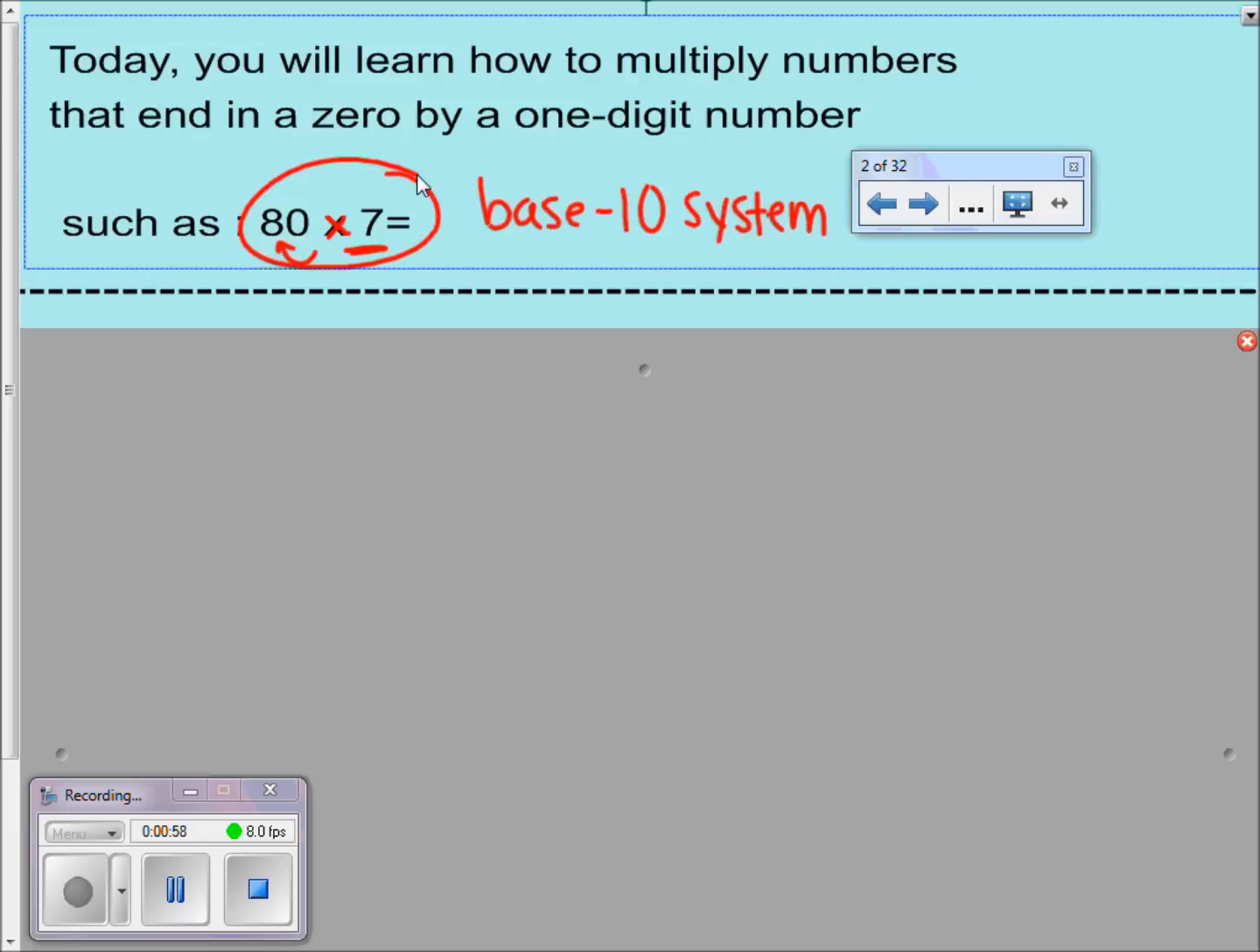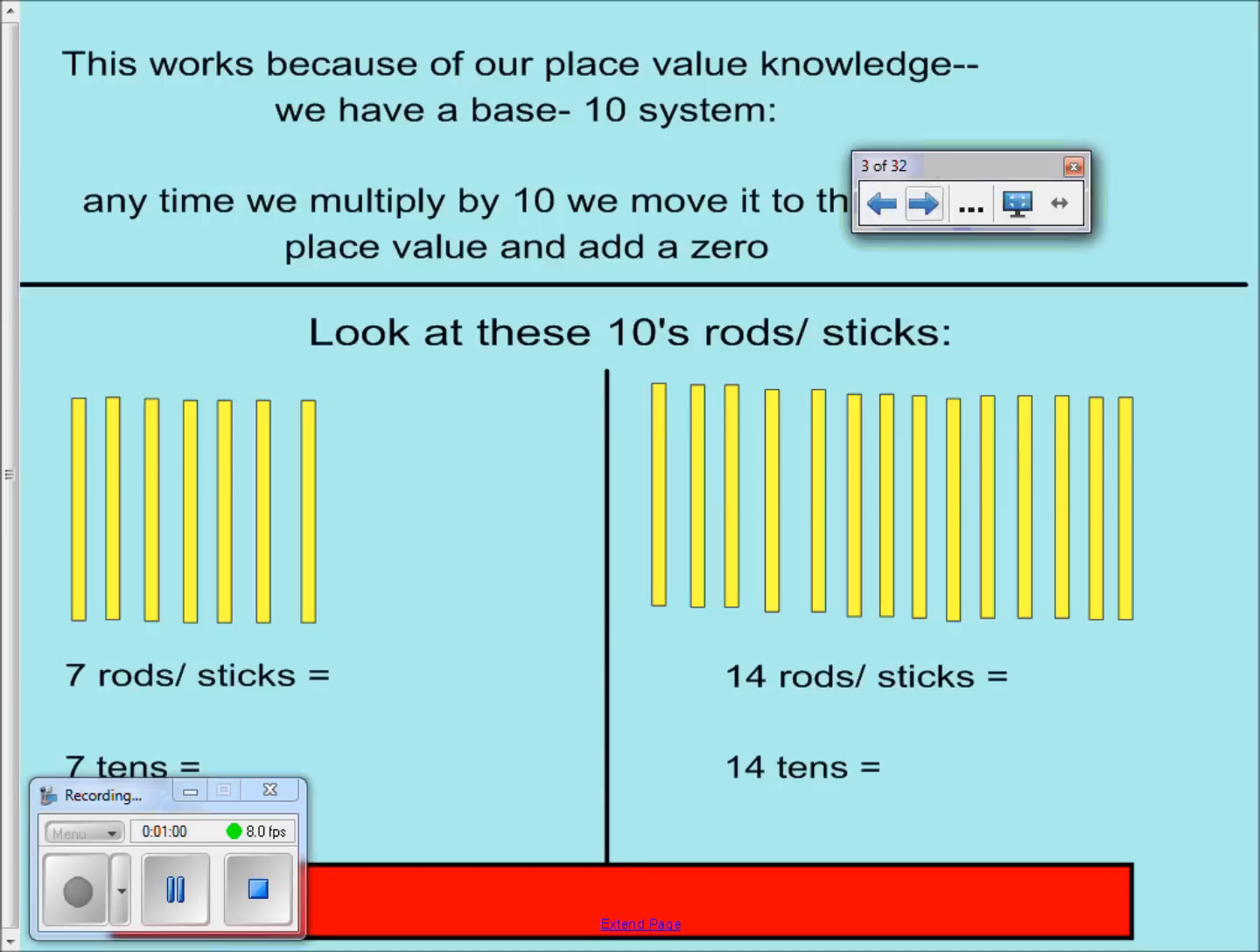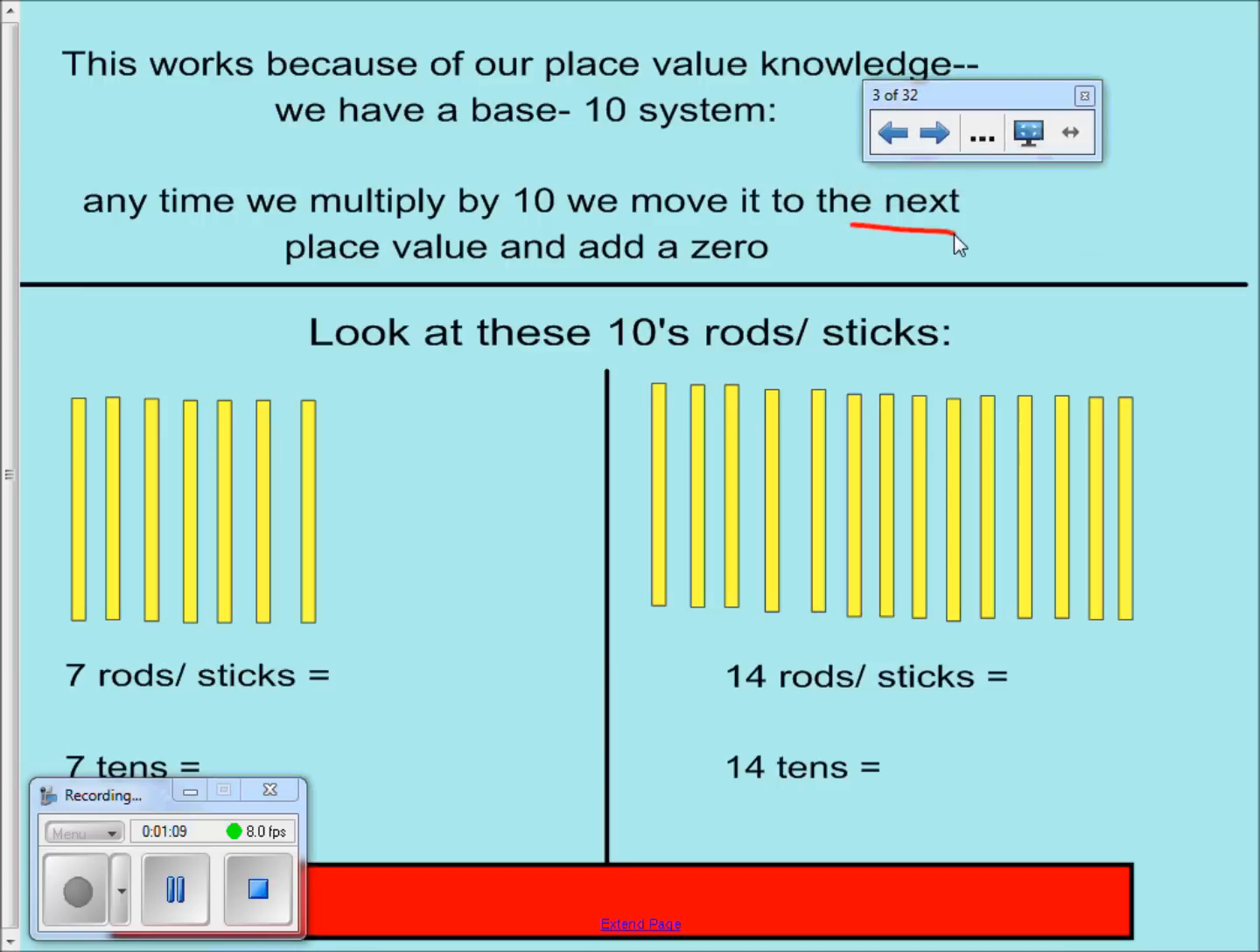Okay, now let's look at an example. Our base 10 knowledge will help us in this instance because anytime we multiply by 10, we move it to the next place value and add a 0. Now let's talk about that, because if you just hear that, that might sound confusing. So first let's look at these tens rods, or sticks.